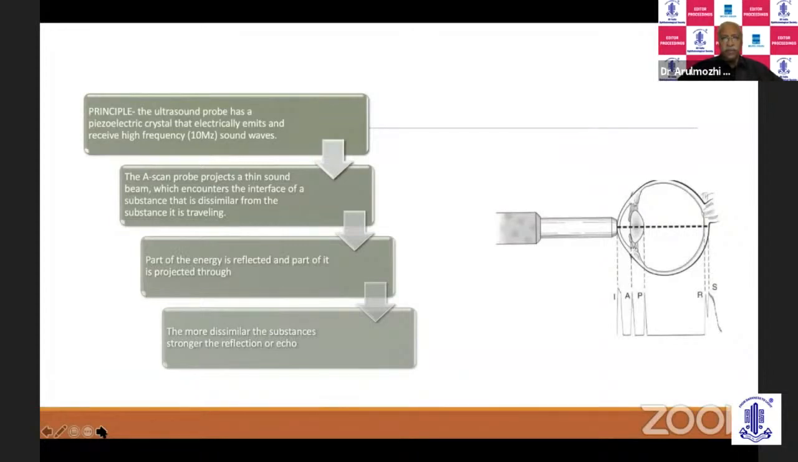Whatever sound is reflected back from the reflecting surfaces, whenever there is a difference in the sound transmission from one media to another, some amount of sound is reflected back, and this reflection is read off as spikes. By measuring the spikes that come back as reflections, we can measure the distances that are there. So we can measure the anterior chamber depth, the lens thickness, and the axial length.